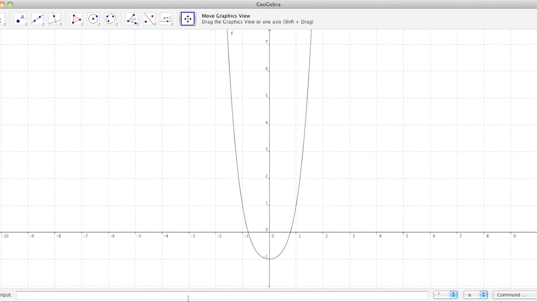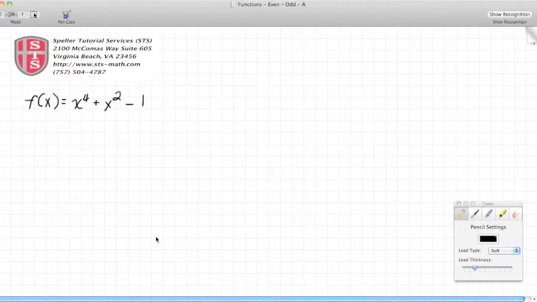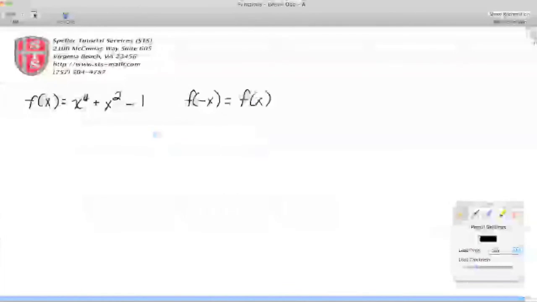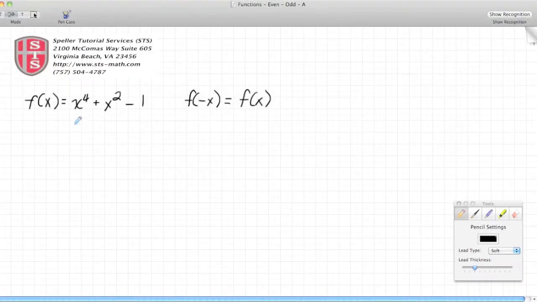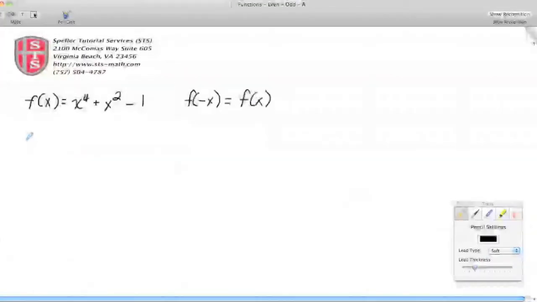Let's go back to our scratch pad and see if we can prove that it's even algebraically. To prove that a function is even algebraically, that means we take the original function that we started with and we input a negative value. If the negative value returns or has an output of the function that we started with, then we know that the function is, in fact, an even function. Let's go ahead and give it a try.